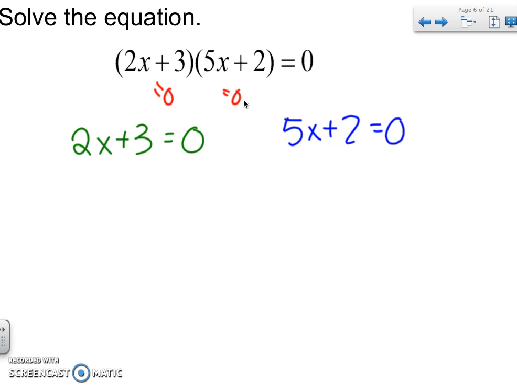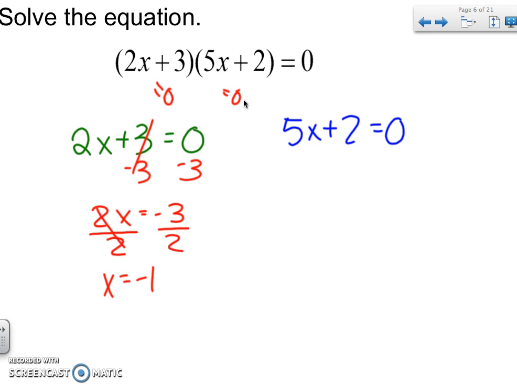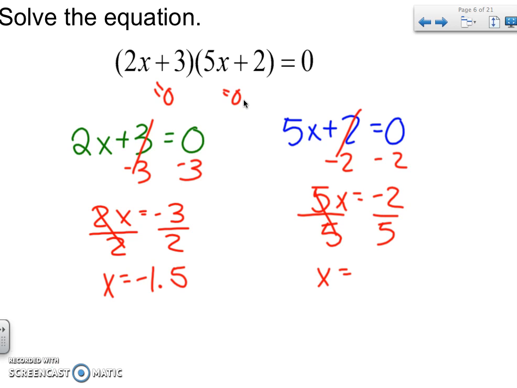So you would subtract 3 on both sides. You would get 2x equals negative 3. Divide by 2. So x is going to equal negative 1.5. Okay? For this equation over here, you would subtract 2. You would get 5x equals negative 2. Divide by 5. And x is going to equal, you can leave it like negative 2 over 5. Or you can also change it to a decimal and make it negative 0.4. Okay? So here are your two solutions.